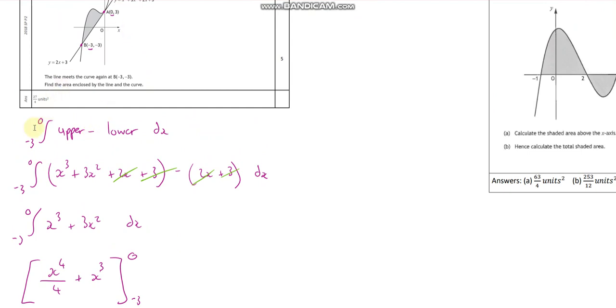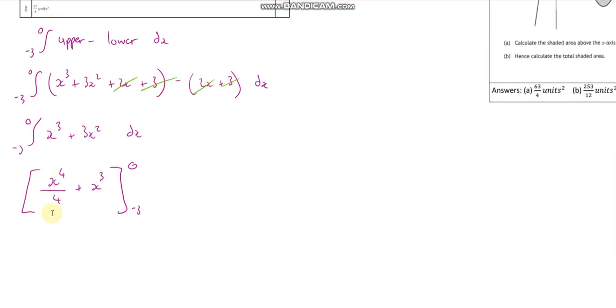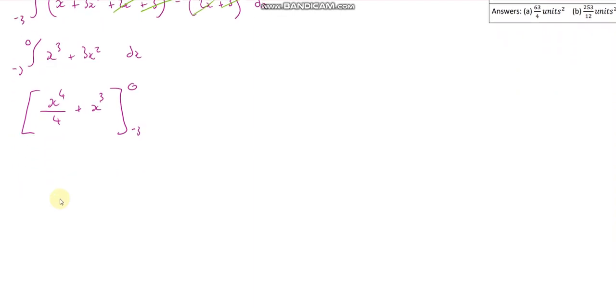So that's our first bit. We've done our upper, take away lower. We've got our limits in. We've subtracted our equations. We've actually integrated. So don't do this and forget to integrate, which is easy done. Okay. And now we're going to substitute. So this is just going to come out as 0 if I put in 0, isn't it?